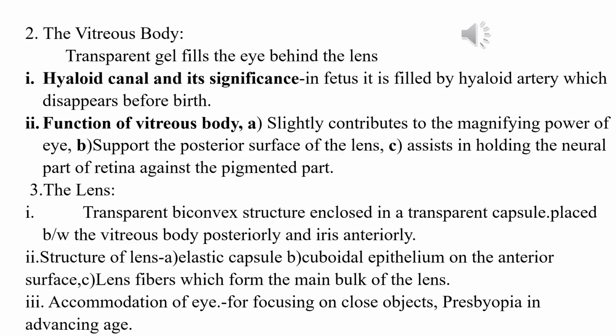And with advancing age, there is a decrease in the elasticity of the lens capsule, and the lens fibers become dense. Because of these aging or degenerative changes in the lens, there is difficulty in accommodation of the eye. That is, a person cannot focus on close objects, and this is called presbyopia. That can be corrected by putting convex lenses in front of the eyes to correct that error of vision.